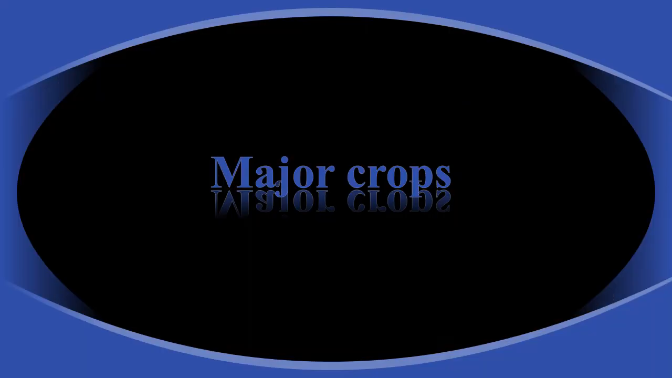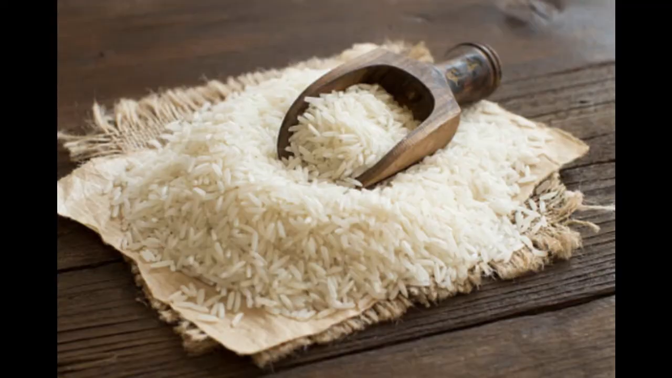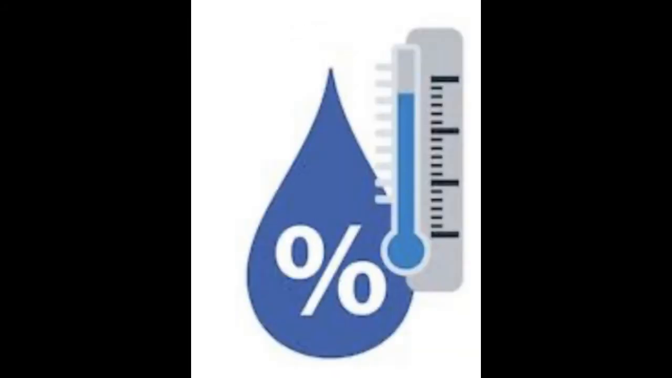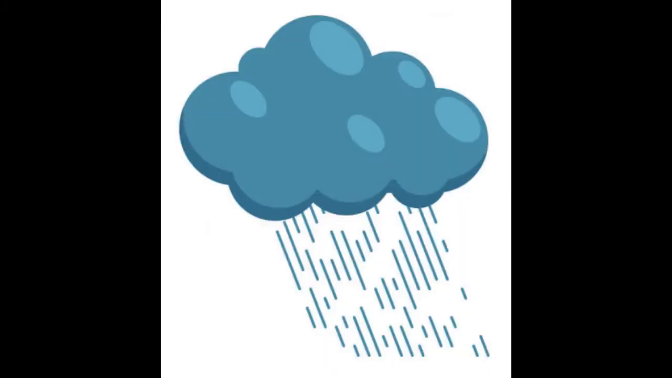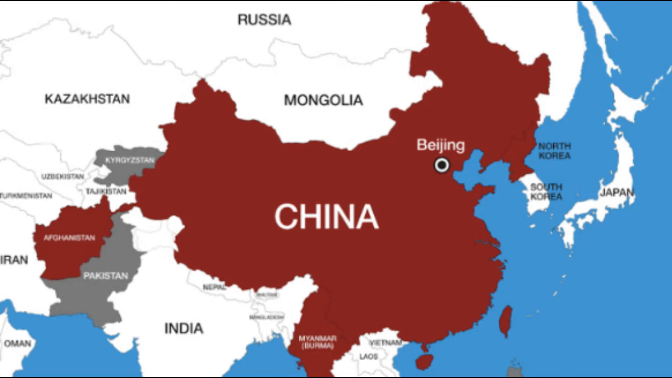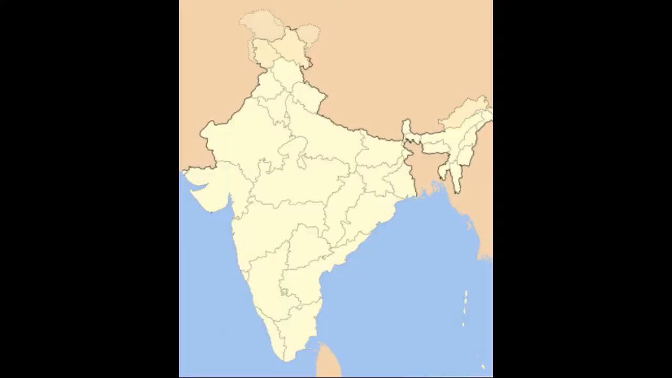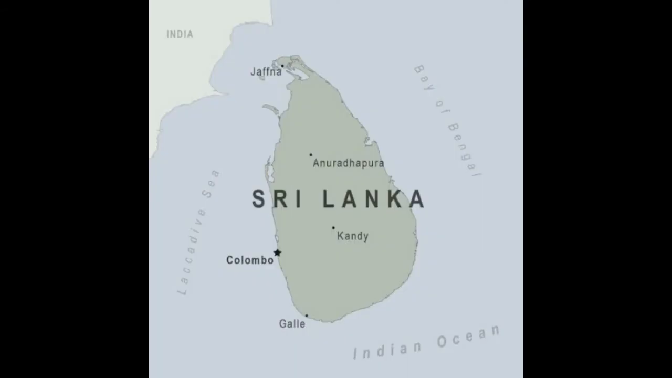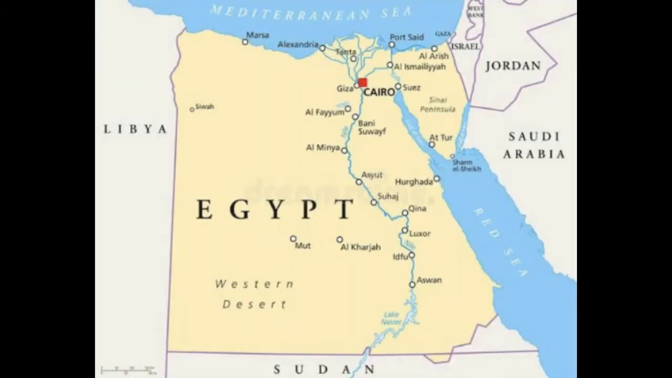Major crops. Rice. Rice is the major food crop of the world. Rice needs high temperature, high humidity, and rainfall. China leads in the production of rice, followed by India, Japan, Sri Lanka, and Egypt.